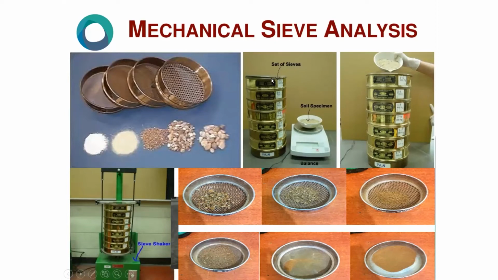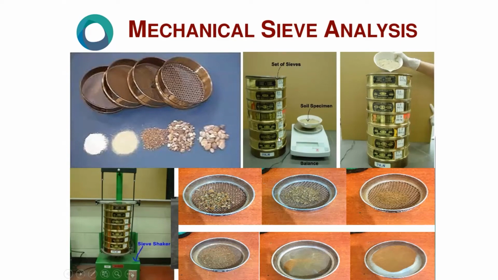From the top, it will be coarser. When you go deeper and deeper in depth, it will become finer. So based on that, you can tell the type of soil. See, this is called a sieve machine.